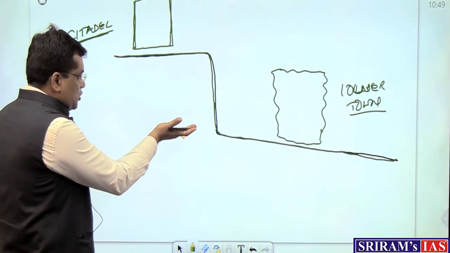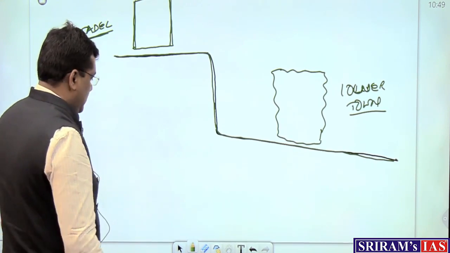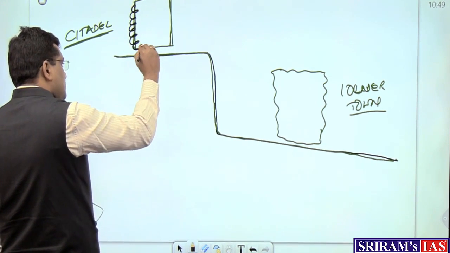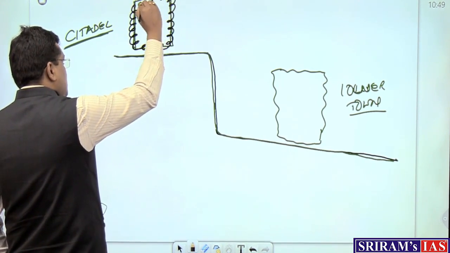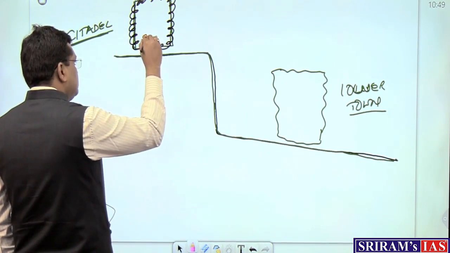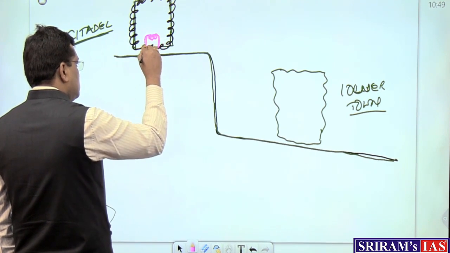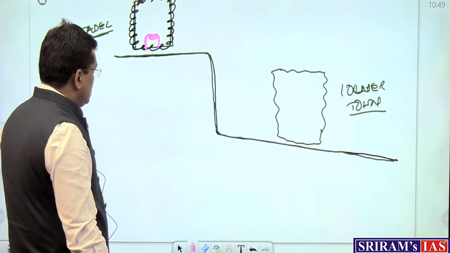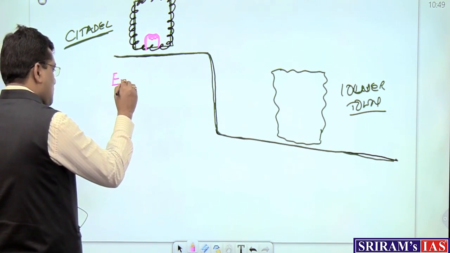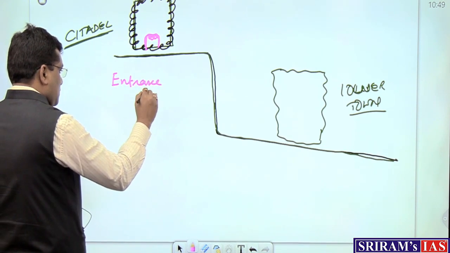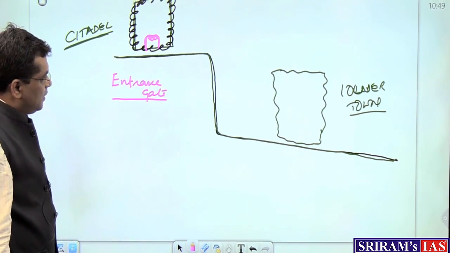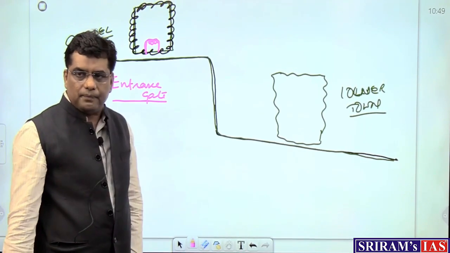The citadel is slightly raised from the ground and it is fortified. There is an entrance gate, obviously. There would be an entrance gate here. This is a fortified area and there is an entrance gate. Broadly, this is the division.